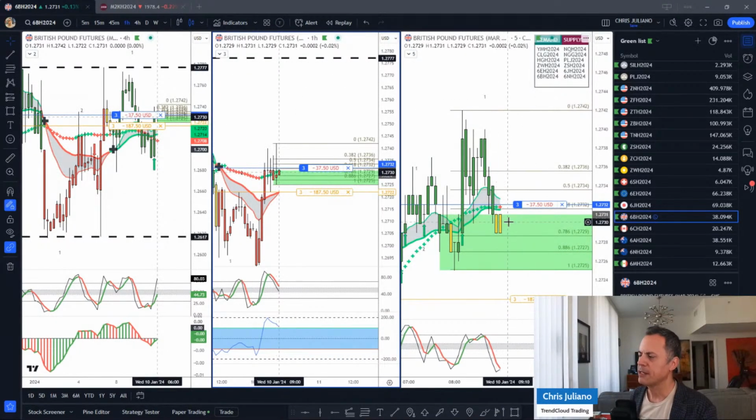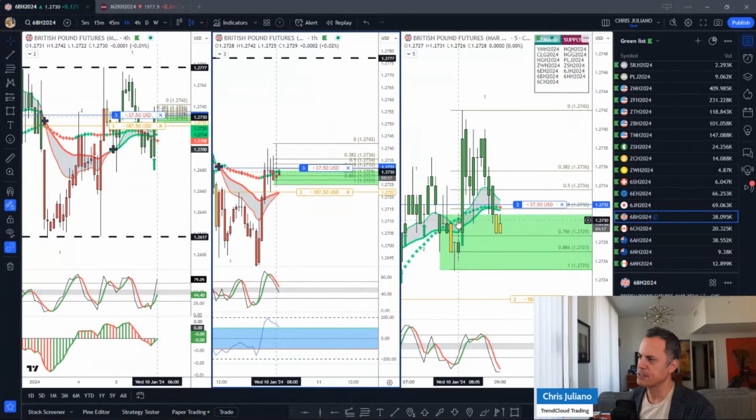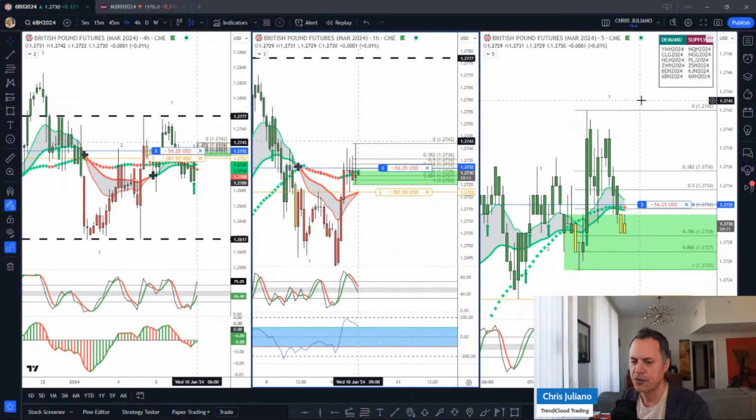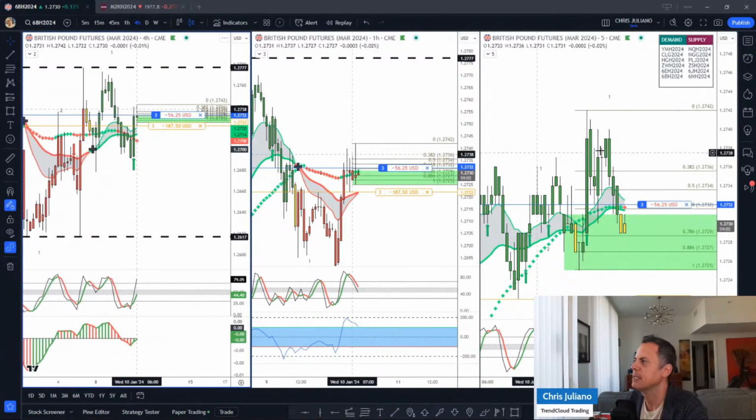I was getting into a trade here on the British pound, and I'm in it right now. There was a really nice demand zone here. Let me go over this real quick. We'll start the session off with the British pound here. I jumped the gun a little bit, but I wanted to get in on the trade.